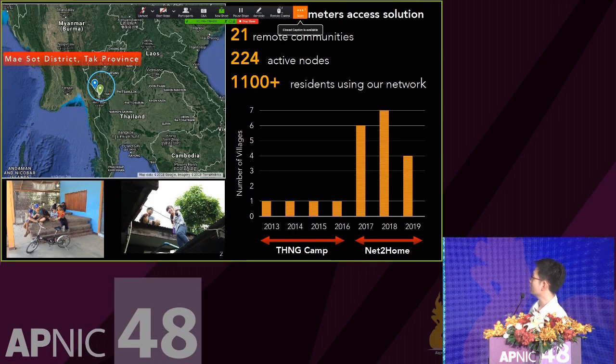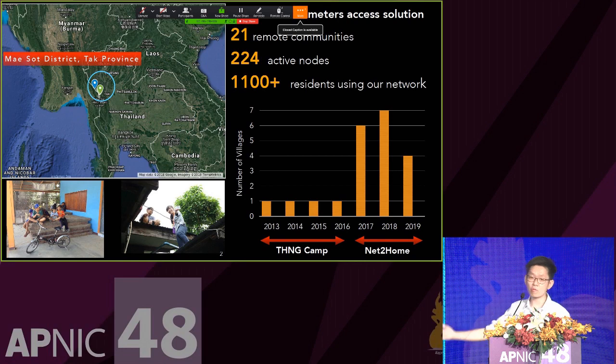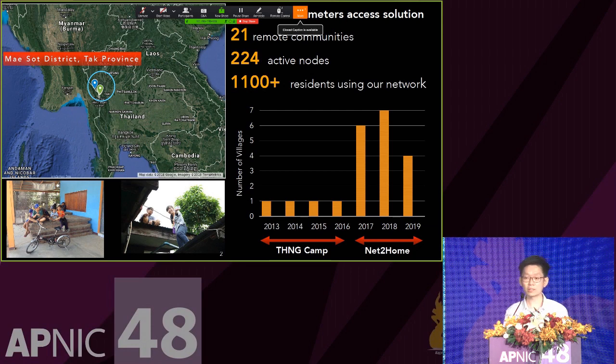Okay, let me give a bit of an introduction. I think all of you attended the keynote session, right? Professor Kanjana also mentioned our project, which is called Darknet, a net to homes. This project started in 2013. The concept is that we try to provide a last-meter access solution, to provide internet connectivity to people who live in rural areas at an affordable cost. We started the project in 2013 on a volunteer basis.